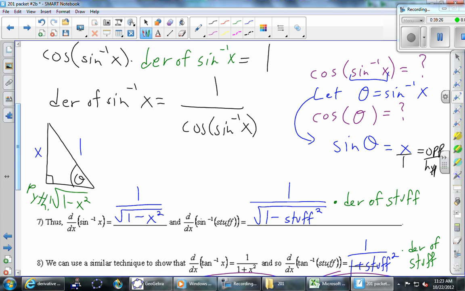And we're there. Remember the goal was cosine of theta. Cosine is adjacent over hypotenuse. What's the cosine of theta? Root 1 minus x squared over 1. So cosine of theta is really just radical 1 minus x squared. And then that thing was the cosine of theta. It works out.